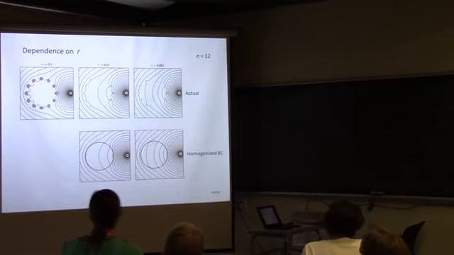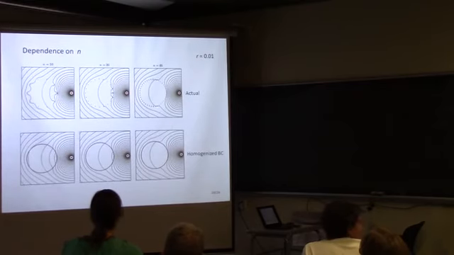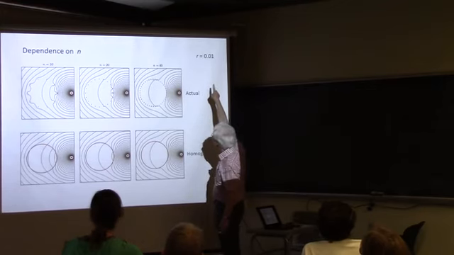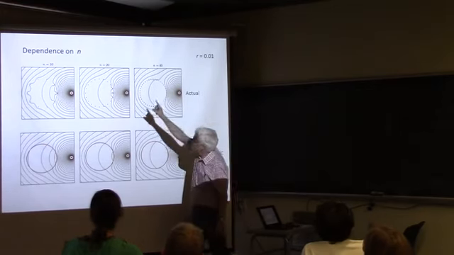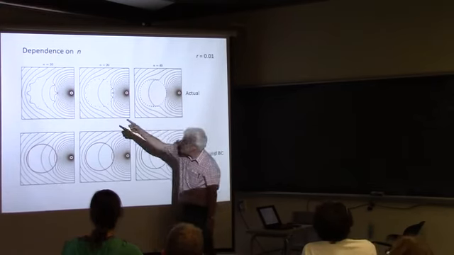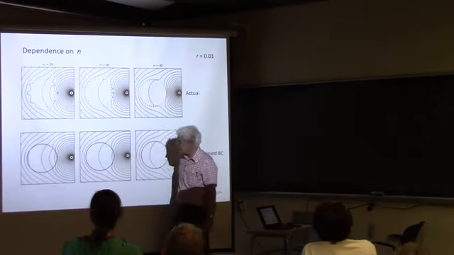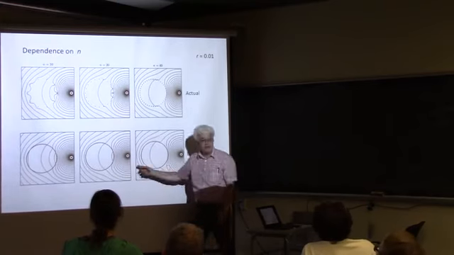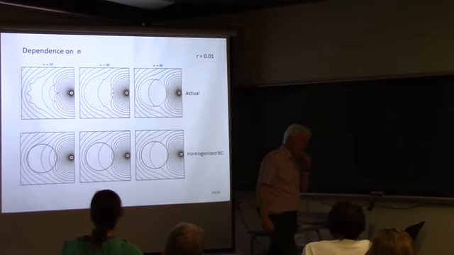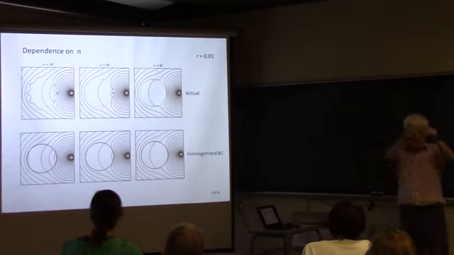So this was the dependence on r. A similar figure now is the dependence on n. So now we fix the radius of the wires, and we're taking n equals 10, 20, 40. So again, here you have the actual discrete problem, and then here you have the continuum approximation. Well, you can't fix the radius when n becomes too large. That's true. If n gets too large, you have a solid shape.